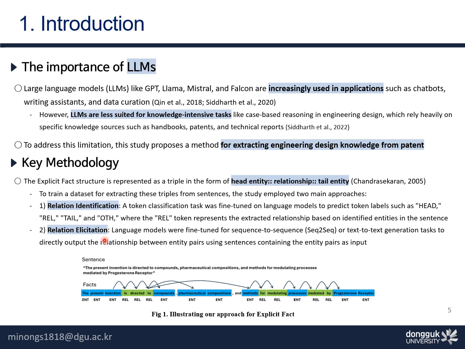First, the relationship identification step involves identifying entities in a sentence and fine-tuning the language model to predict token labels like those tags. And the relation elicitation step involves fine-tuning the language model to extract actual relationships from sentences containing entity pairs using sequence-to-sequence or text-to-text approaches.